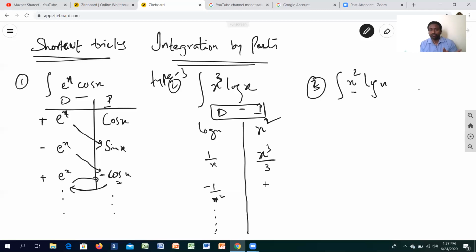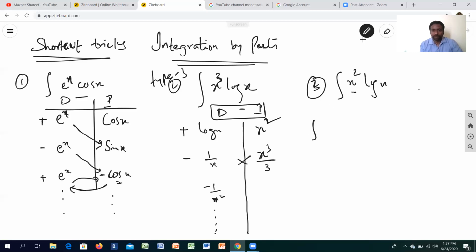So then where should I stop in this sort of thing? Here, the same thing. Here you have 1 by x and x cube. If you multiply these two, you check, you will get x square. So it means you have to stop. So then how to proceed? Take a plus, minus. Okay, we are integrating it.